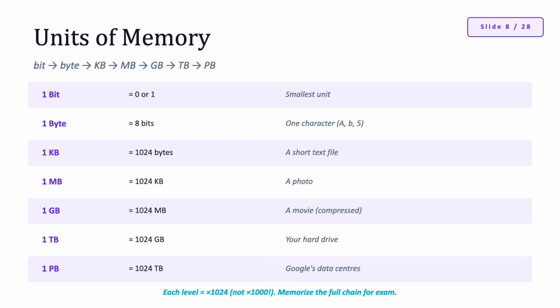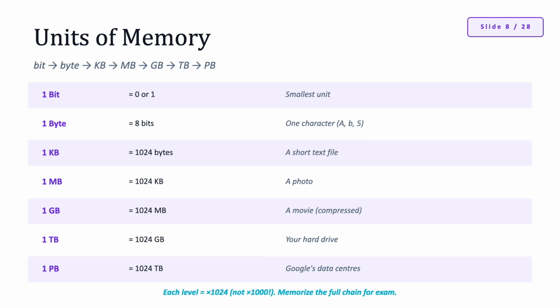Memory is measured in specific units and you must know all of them. The smallest unit is a bit, a single 0 or 1. 8 bits make 1 byte, enough to store one character. Then it scales up by powers of 1024. 1 kilobyte equals 1024 bytes. 1 megabyte equals 1024 kilobytes. 1 gigabyte equals 1024 megabytes. 1 terabyte equals 1024 gigabytes. 1 petabyte equals 1024 terabytes.